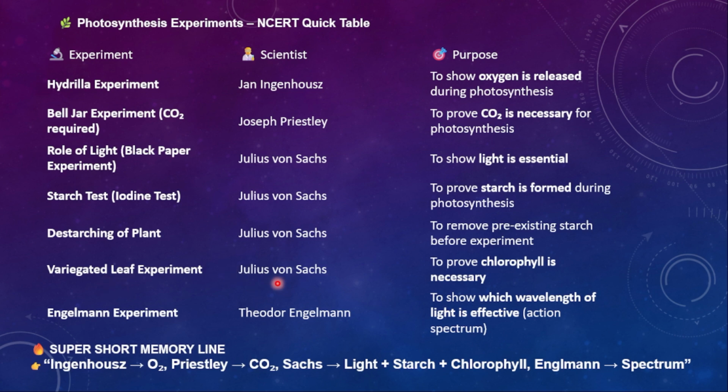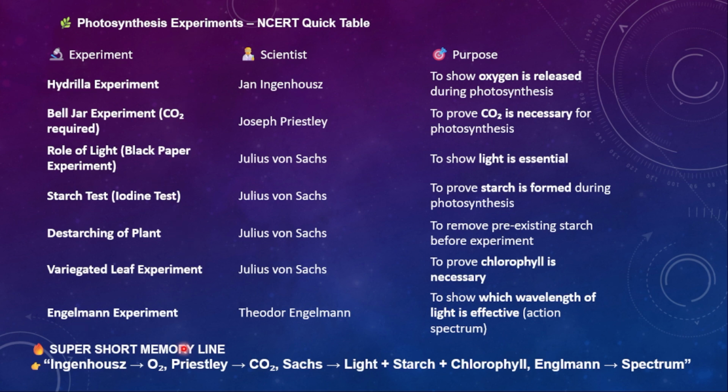Variegated leaf experiment again by Julius von Sachs to prove chlorophyll is necessary. Engelmann experiment, Theodor Engelmann, to show which wavelength of light is effective, that is, the action spectrum, was explained by Engelmann only. So just keep the name of the scientist and then their work and their experiment's name.